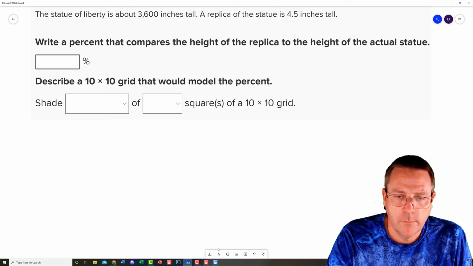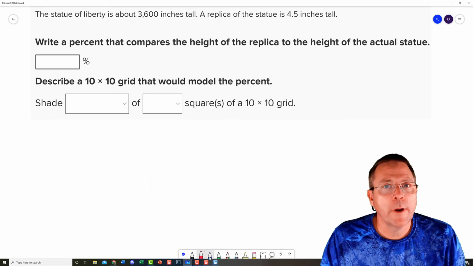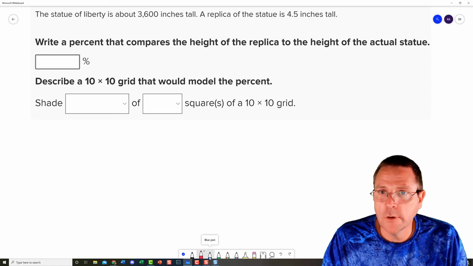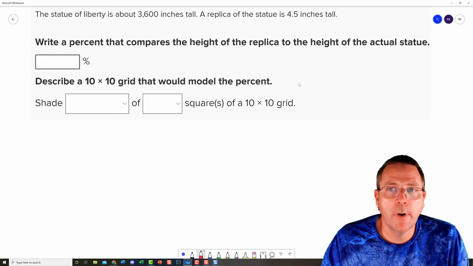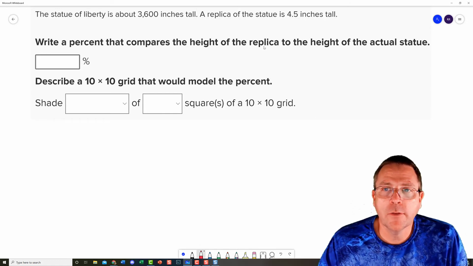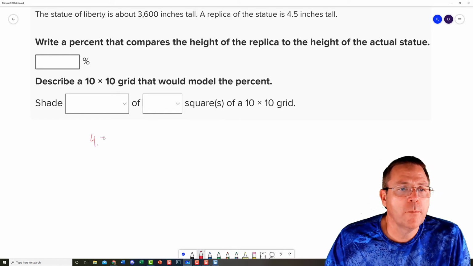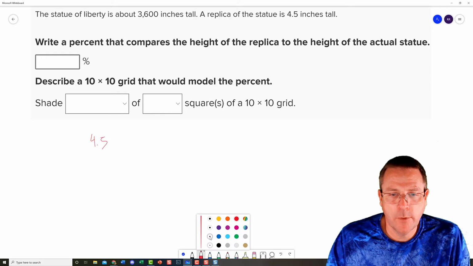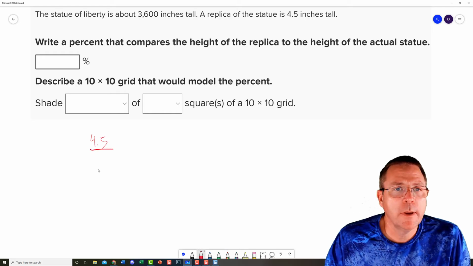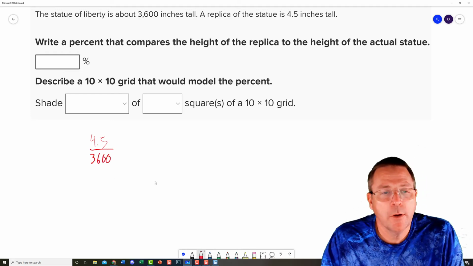So let's go. We're comparing the height of the real Statue of Liberty and the height of a model. Now it says the height of the replica, which is 4.5 inches, is going to be on top. Meanwhile, the real Statue of Liberty, which is 3,600 inches, is going to be on the bottom.